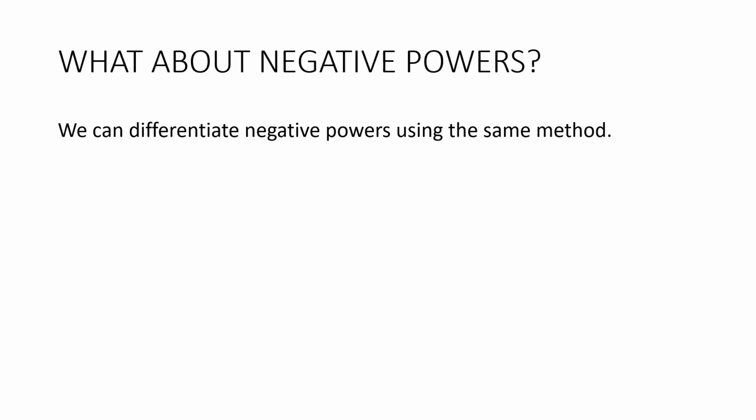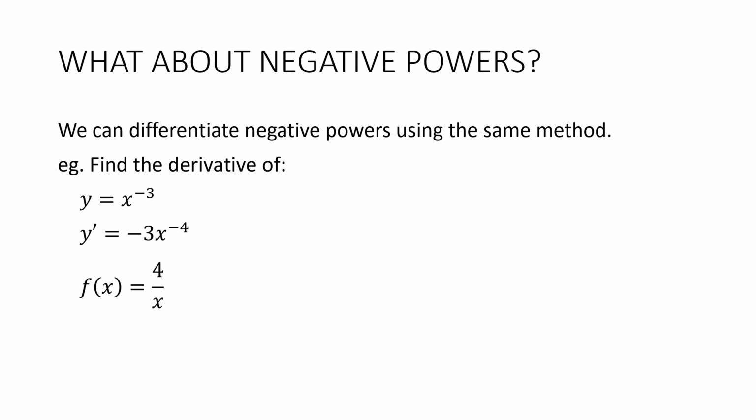Now what about negative powers? We can differentiate negative powers using the same method. So if we've got y is equal to x to the power of -3, the -3 comes down, and then we drop this power by 1, so it becomes -4. What about f of x is equal to 4 over x? We can't do anything in this form. We need to turn this into index form, which is 4x to the -1. Now we can differentiate. -1 comes down, multiplies by the 4, drop the power by 1, becomes -2. So the derivative is -4x to the -2.